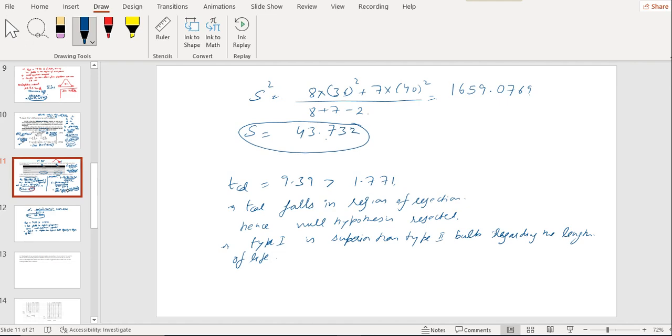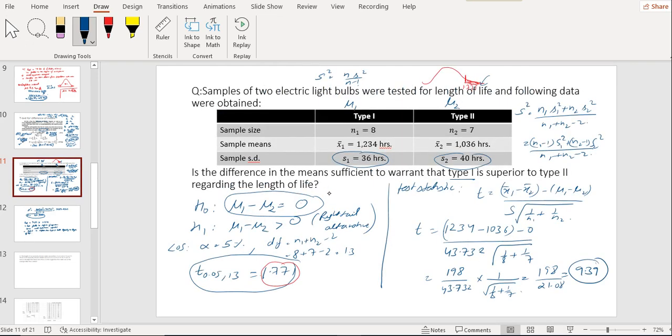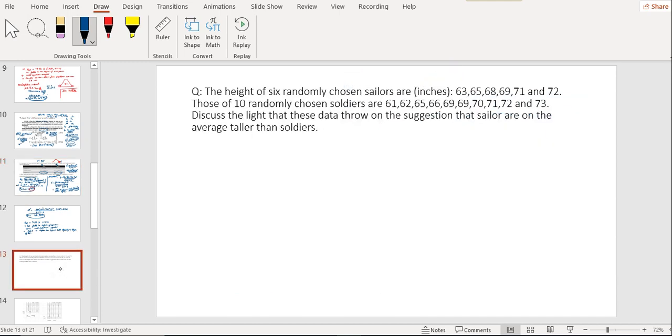So in this case, all the data is completely given to us. We simply need to decide firstly the null hypothesis, which means no difference, and the alternative hypothesis, type 1 is superior to type 2. The rest is the formula of the T statistic for difference of means, where we have two independent samples, and then after calculating we can get the desired result. Okay, let us consider another problem.